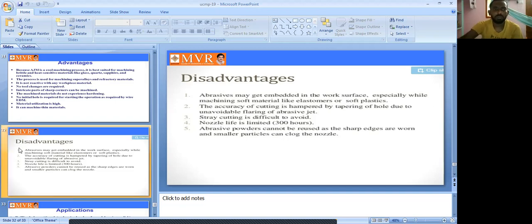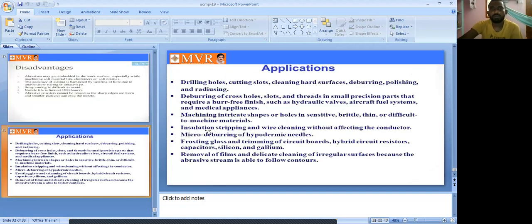So the last one is applications. It is the last topic for the abrasive jet machining process. It is a very important essay, especially for the 16-mark unit.